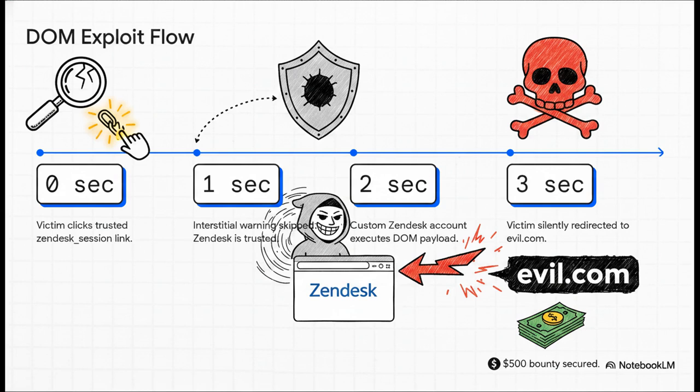Well, a hacker named Mohammed Jamal realized that literally anyone could create a custom Zendesk account and manipulate its theme. Jamal dropped a DOM window.location payload straight into his custom Zendesk header. So here's how it plays out. A victim clicks a trusted HackerOne link. HackerOne skips the warning because it points to Zendesk. And then Jamal's Zendesk page instantly executes the JavaScript, firing the victim off to evil.com. Boom, another $500 bounty secured.